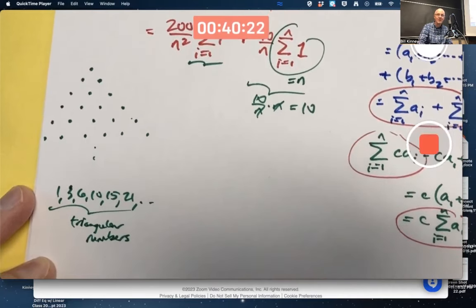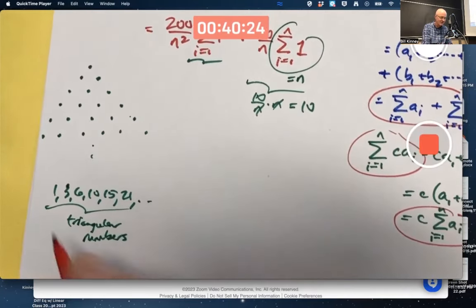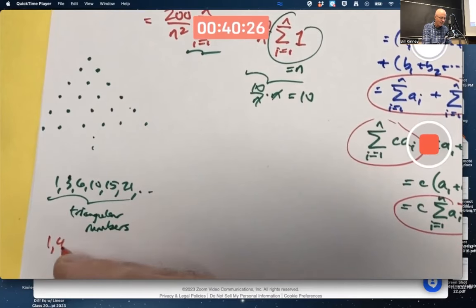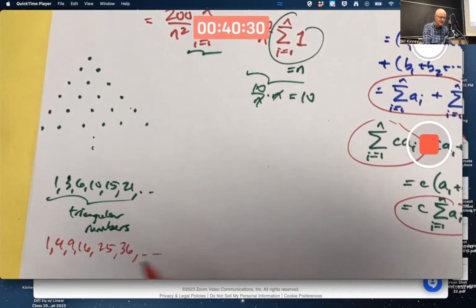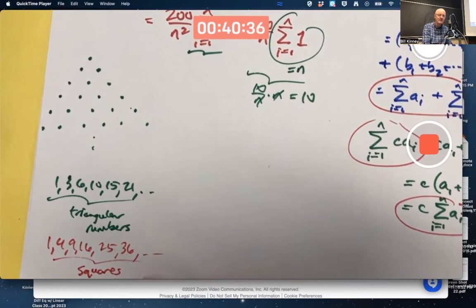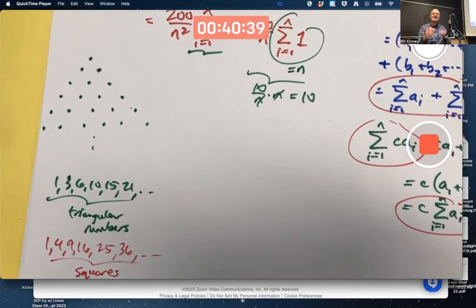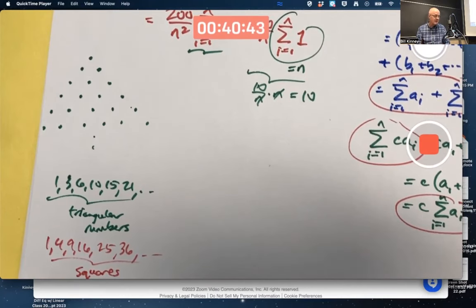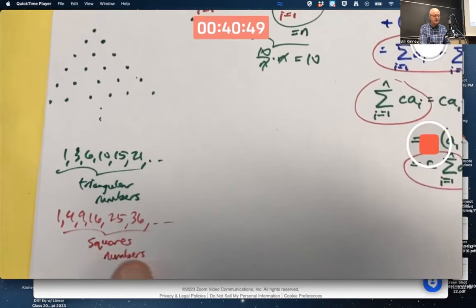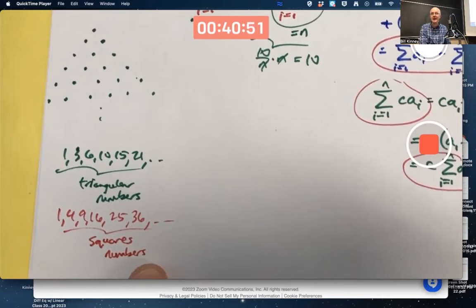Whereas, square numbers are perfect squares. 1, 4, 9, 16, 25, 36, right? Those are squares. Square numbers can be put into squares. That's why they're called square numbers, in fact, because you can make the dots into squares. Or if you prefer, you can have actual squares with side lengths equal to the square roots of these numbers, and then these numbers are the areas.